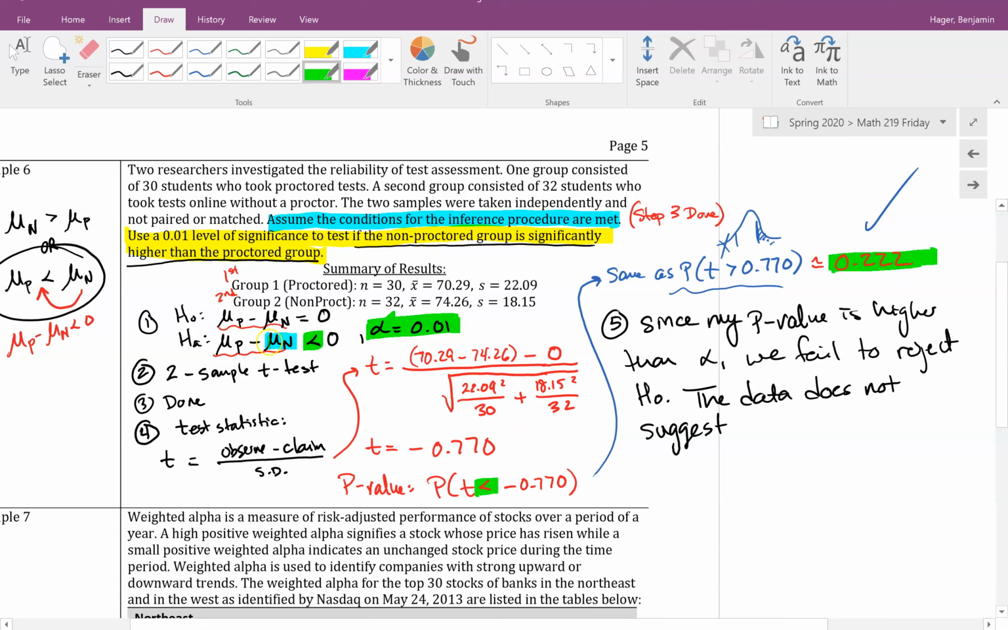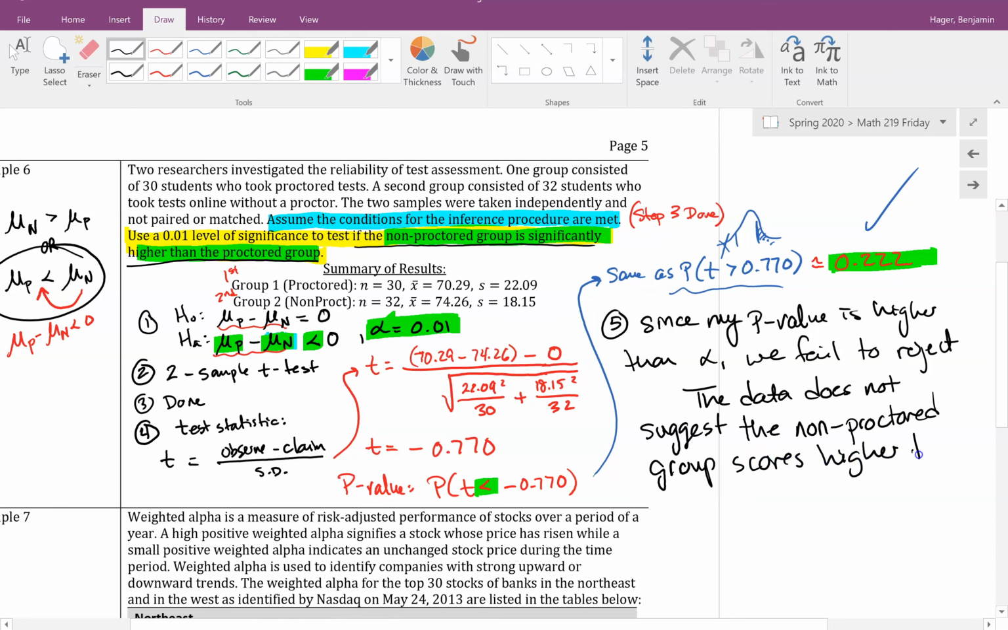Because remember, if the non-proctored group scored higher than the proctored group, that's how we get a negative answer, because you've got a small number minus a big number. So the data does not suggest the non-proctored group scores higher than the proctored group. All right, done.